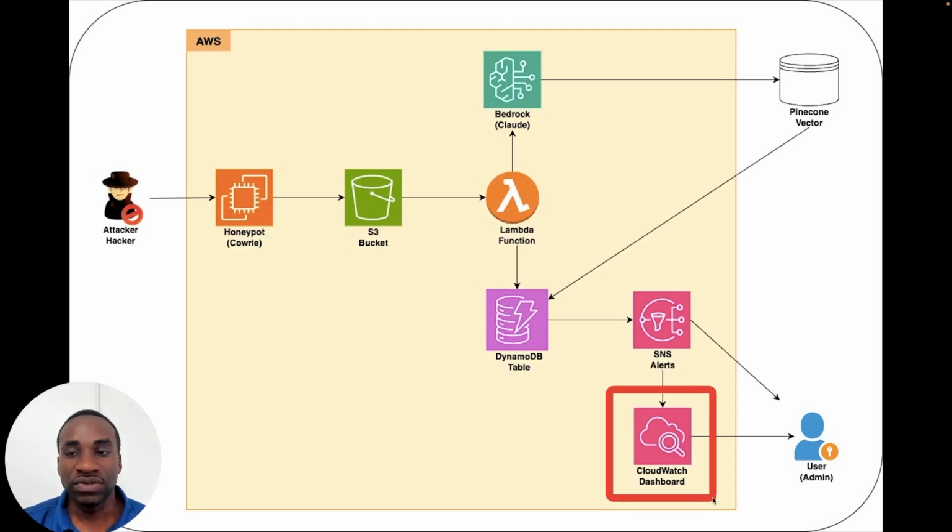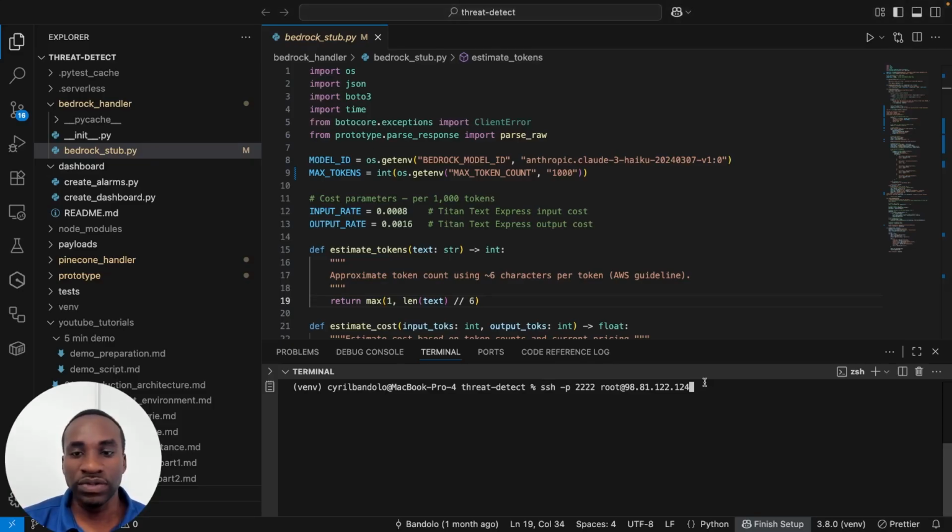So let's just go to the code and simulate an attack like a real attacker would do. I'm just going to connect to our honeypot. So let's simulate a real attack here. This is the IP from our EC2 instance. So I'm just going to put in a weak password. Password 123.